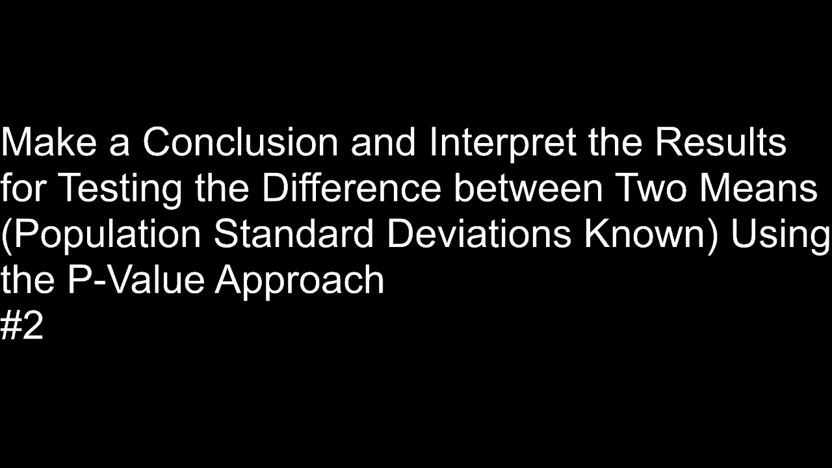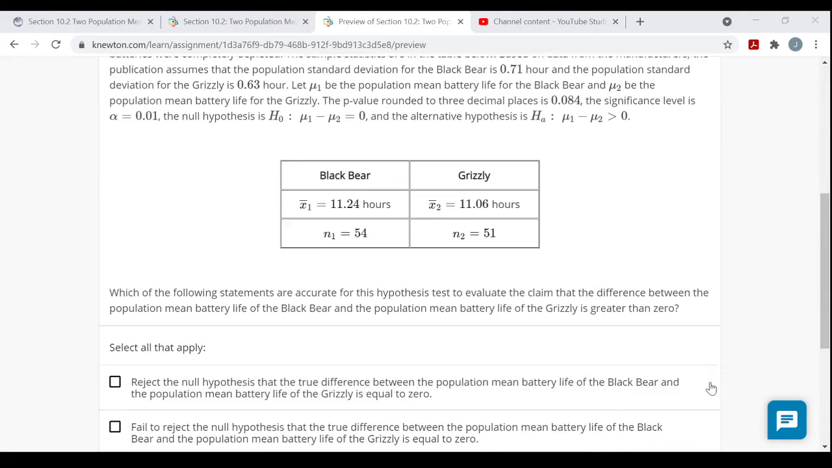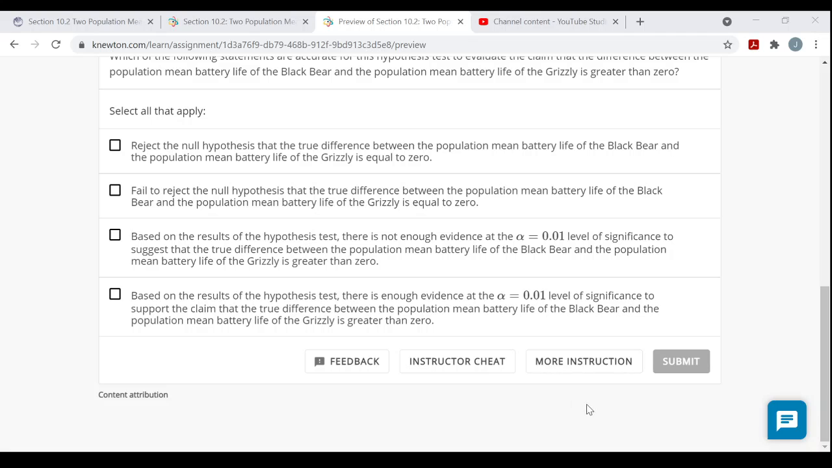This is the second video on this. Hopefully you watched the first one. I didn't do too much in the first one because in these problems, they are going to give you the p-value and the significance level, and that makes it very easy to make conclusions. If you want to see more about the objective and how they're telling you things, click on More Instruction and look at their videos, notes, and examples.